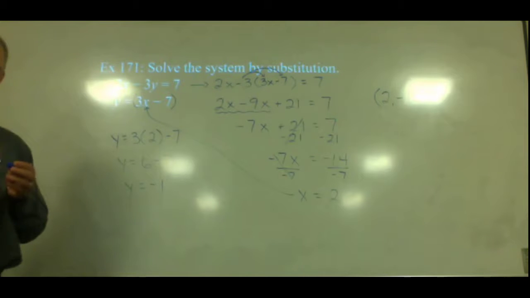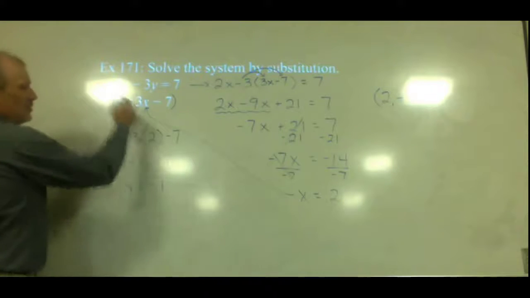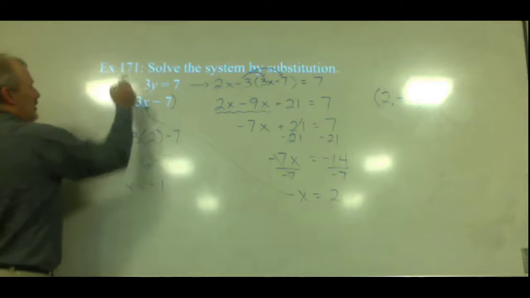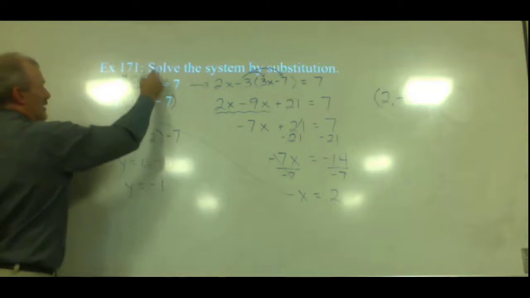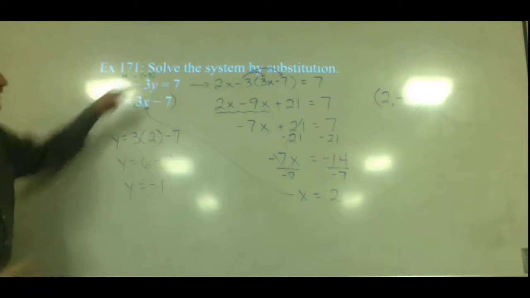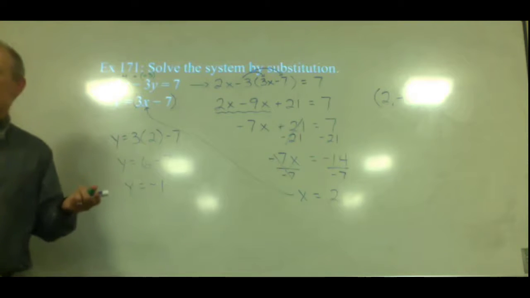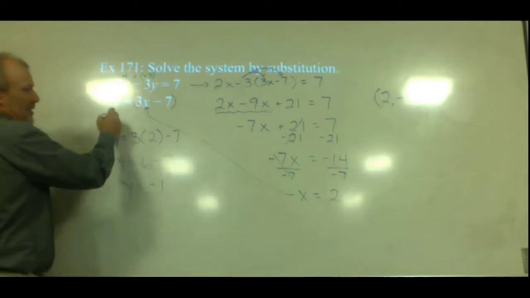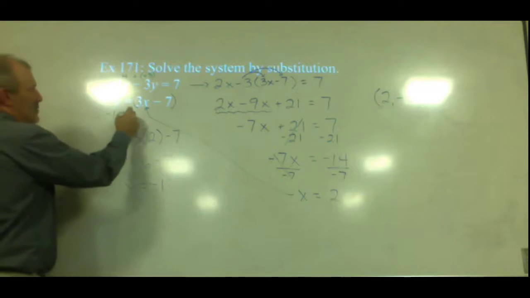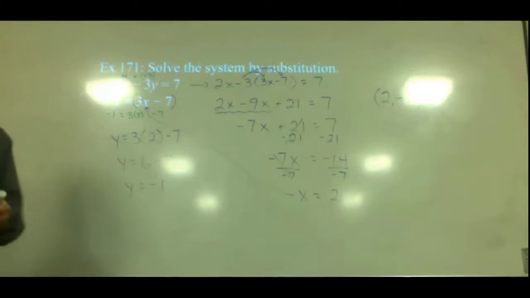Now remember what we're supposed to be able to do. We're supposed to be able to plug these numbers in and check. So I'm going to switch colors here. This would be 2 times 2 is 4, minus 3 times -1 is -3. And remember that when you subtract a negative, it's the same as adding. So 4 plus 3 equals 7. That's good. That's what it's supposed to be. And this one is what we used, so we probably don't have to check this one, but if we want to, -1 is supposed to equal 3 times 2 minus 7, and that is also true. 6 minus 7 is -1.